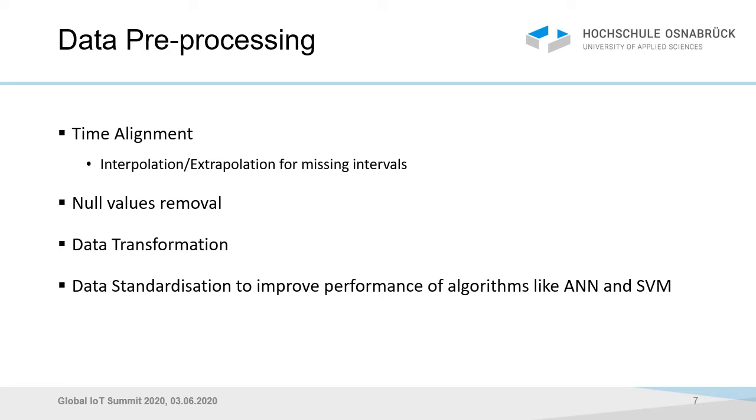The last step we perform in pre-processing is data standardization by transforming the data to have a zero mean and unit variance. This is by no means a necessary step, but in my experience, certain algorithms like neural networks and especially support vector machines converge really slowly if the data is not standardized.